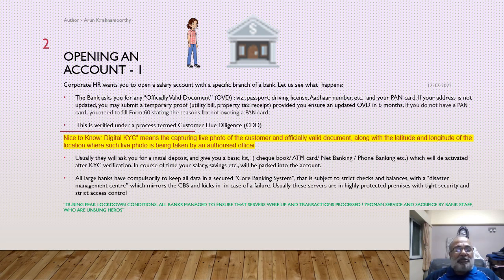And one facet I would like to tell you is that during the lockdown, all the banks managed to ensure that their core banking servers were up and functioning almost from the day of the lockdown. And there was human service and sacrifice by bank officials, especially the IT staff. They were unsung heroes of the lockdown times.